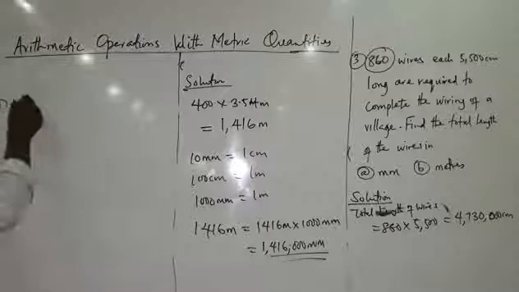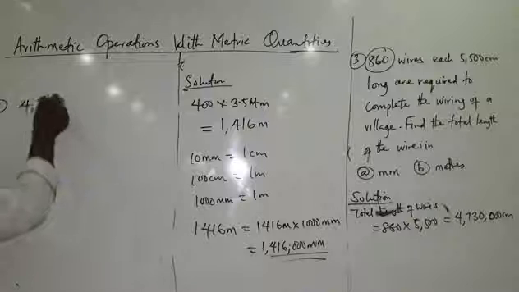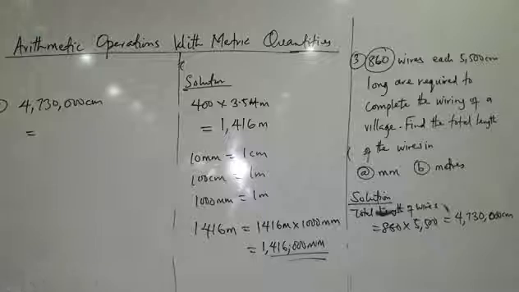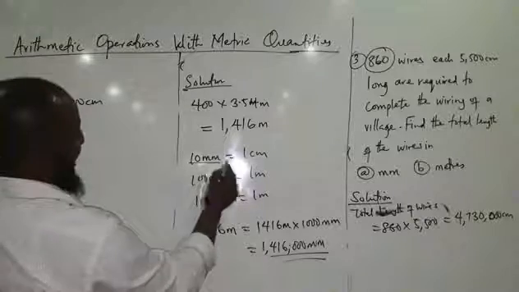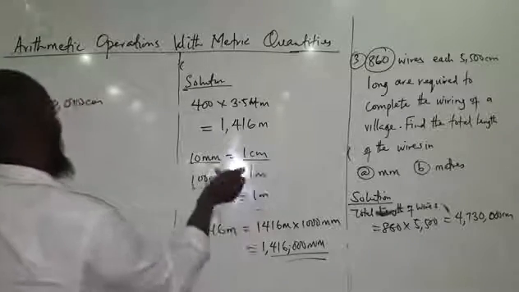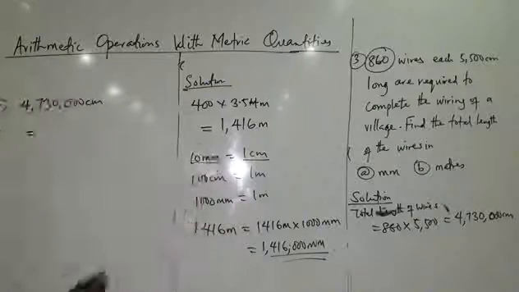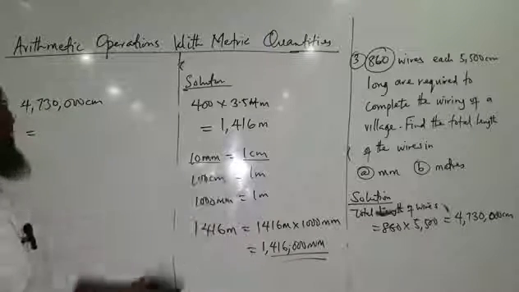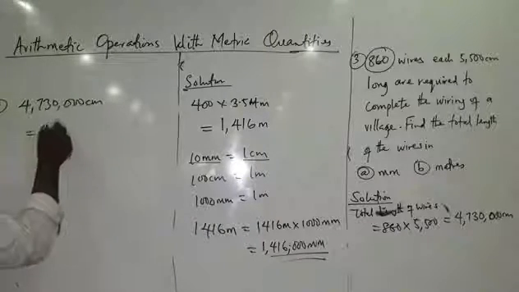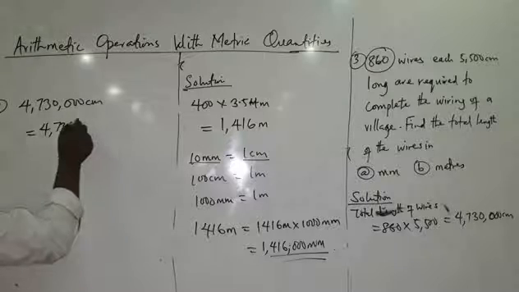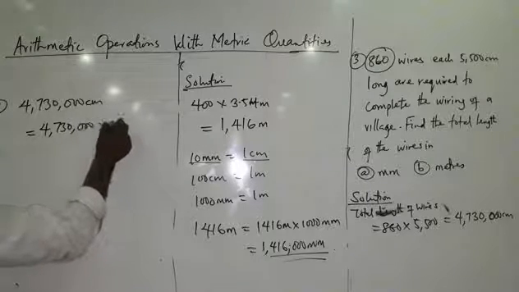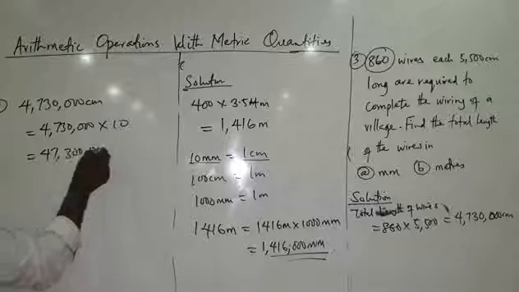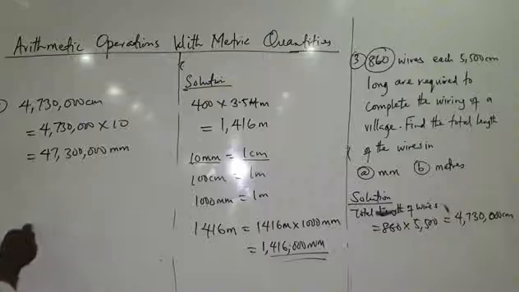So we want to represent this in millimeters. We have 4,730,000 centimeters to millimeters. So don't forget, it's still here. 10 millimeters make one what? Centimeter. So we are moving from centimeters back to millimeters. So millimeter is less than centimeter. Therefore, we're going to multiply by 10. So 4,730,000 multiplied by 10 gives us 47,300,000 millimeters. So that is for A.